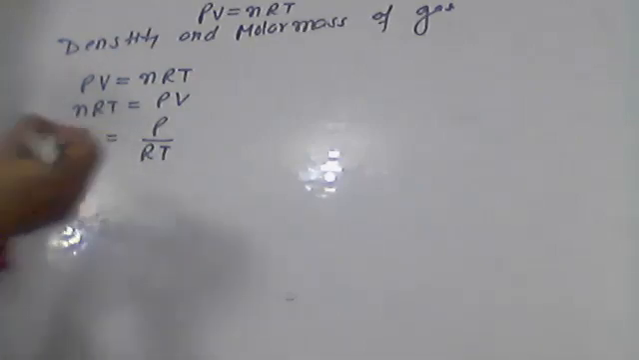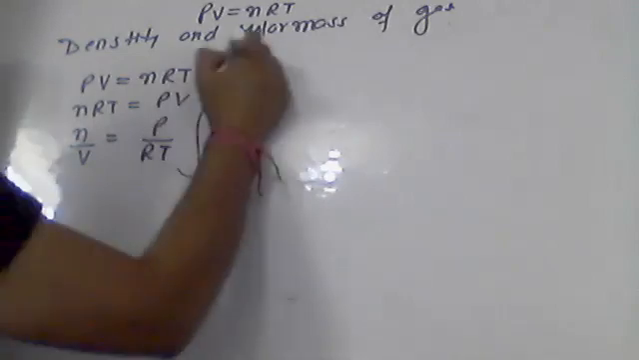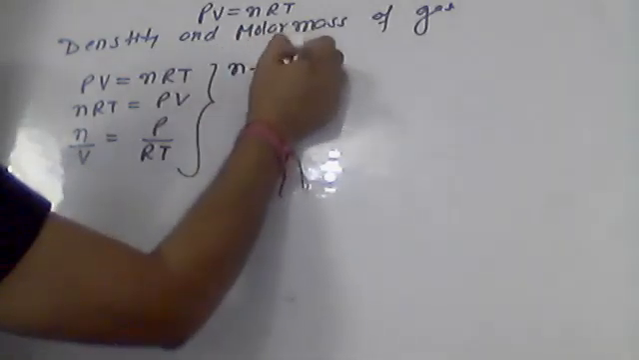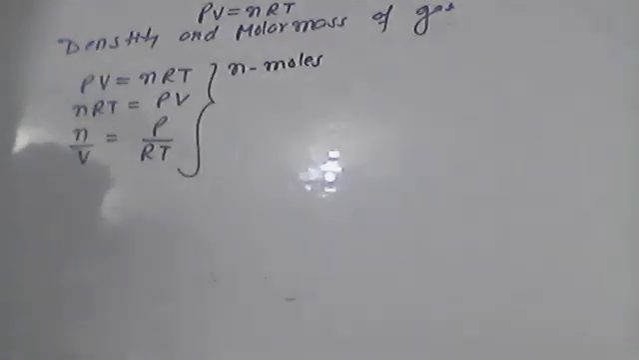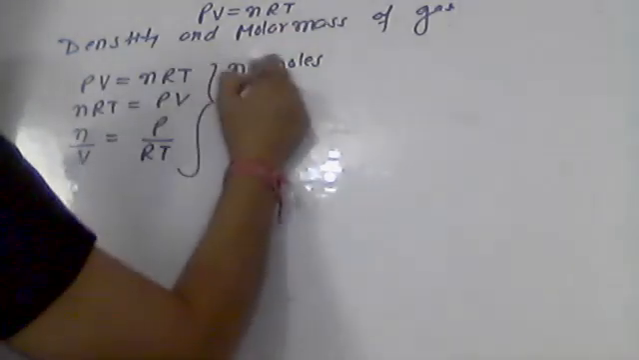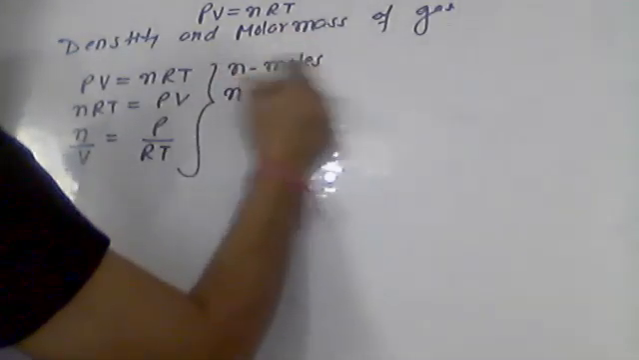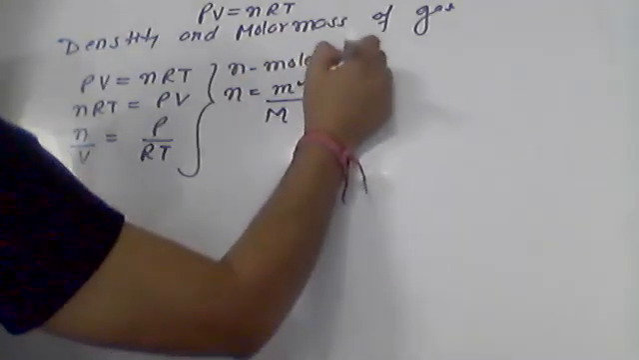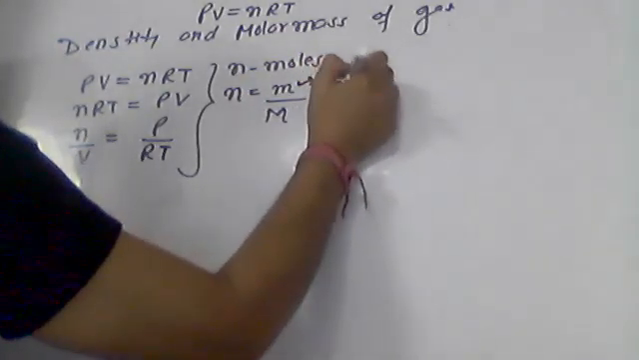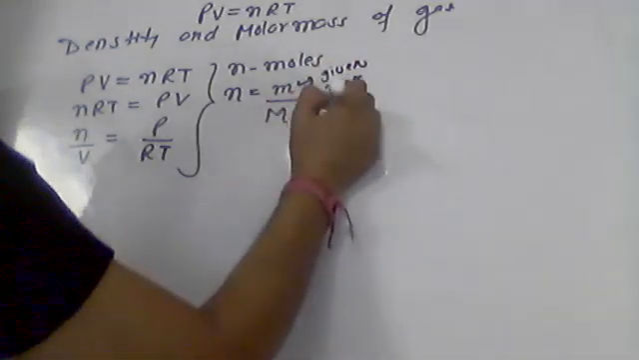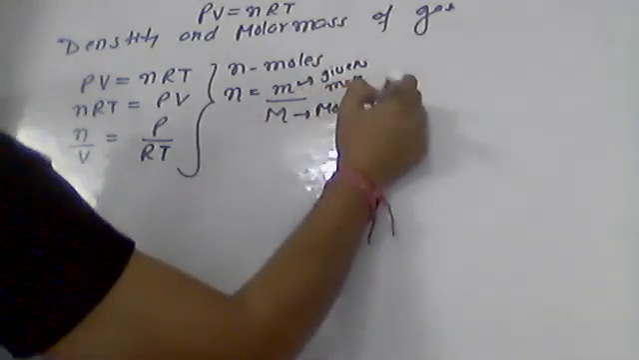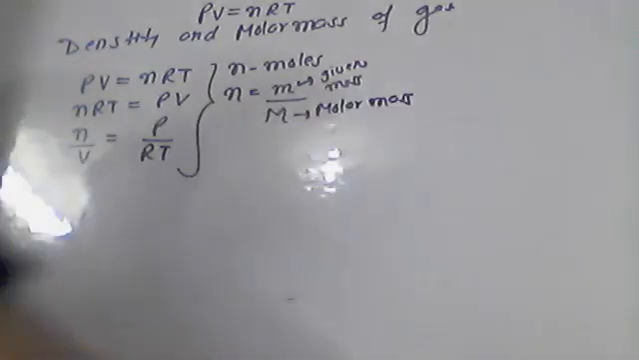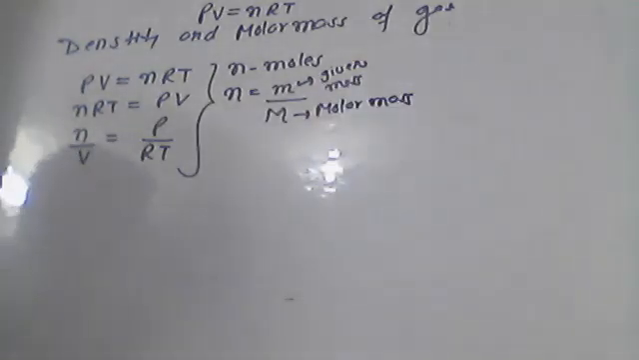n/V, n is what? n is the number of moles. What is the number of moles? Number of moles means given mass over molecular mass. So n = m/M, where small m is the given mass and capital M is the molar mass, the mass of 1 mole of a substance. This is the number of moles.